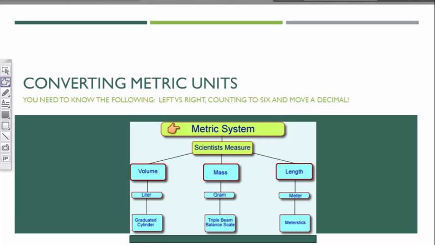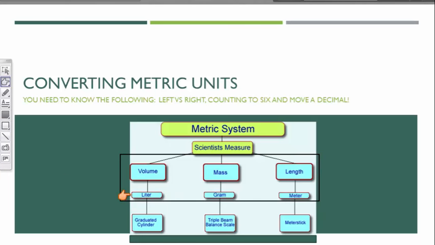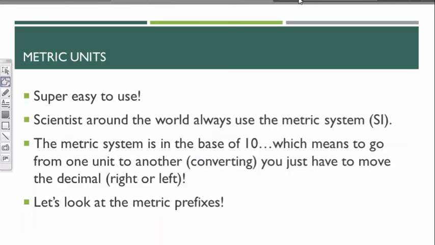So if we look right here, you see the metric system. Scientists use three basic units of measurement right here. So for volume, the basic one is liter when we're converting units. Mass is going to be grams, and then length is going to be meter. So it's going to be your meter, liter, gram is how I always remember it. Those are going to be our base units today, and then we're going to work with some prefixes to make more units. All right, let's get started.